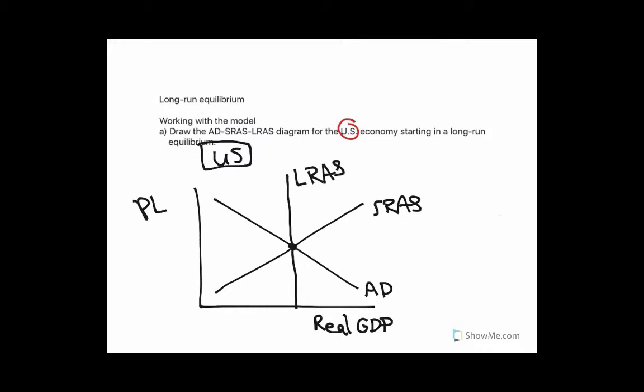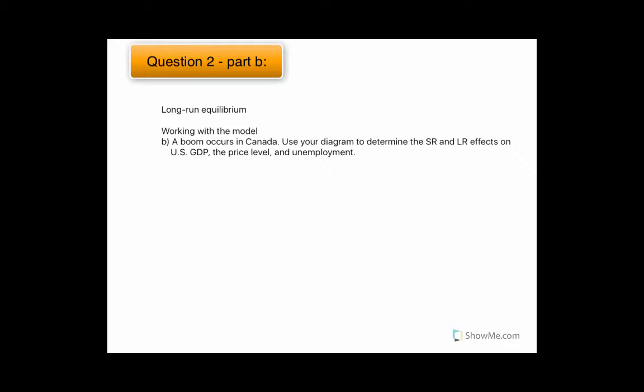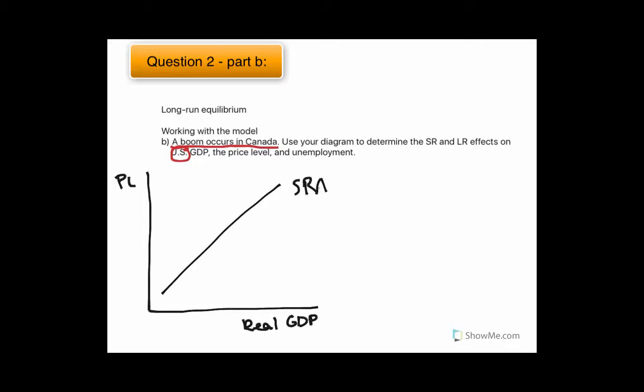very shortly. So if we look at part B, it tells us that a boom occurs in Canada, and we want to show what happens in the U.S. as a result of that, both in the short run and long run. So again, we'll draw our graph. So first we'll just talk about the short run. We have short run aggregate supply and aggregate demand.